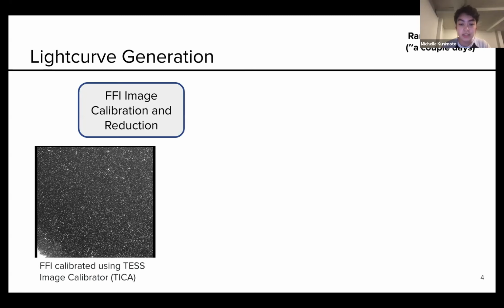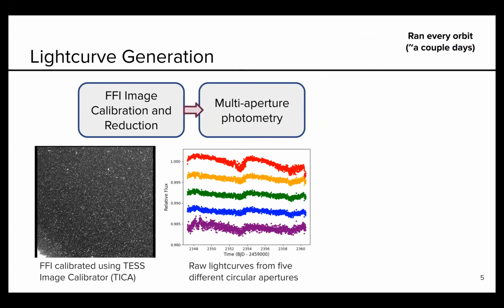The first major process is light curve generation, which is done on a cadence of once every TESS orbit. We start by calibrating the FFIs and correcting them for various instrumental effects. We remove a significant level of scattered light by subtracting a global background and performing a simple median subtraction. Then we perform multi-aperture photometry, which is done by summing up all flux within circular apertures centered on each of our targets. We use 5 different sizes, ranging from 1.75 pixels in radius to 8 pixels in radius.